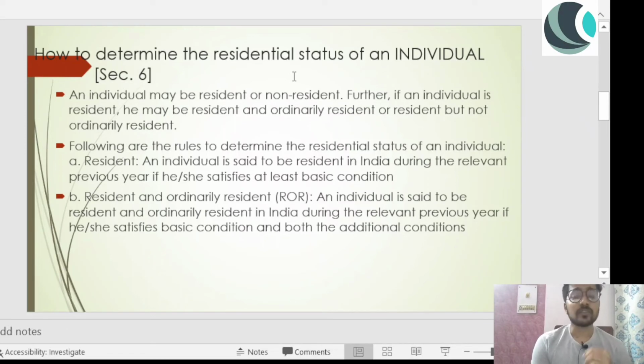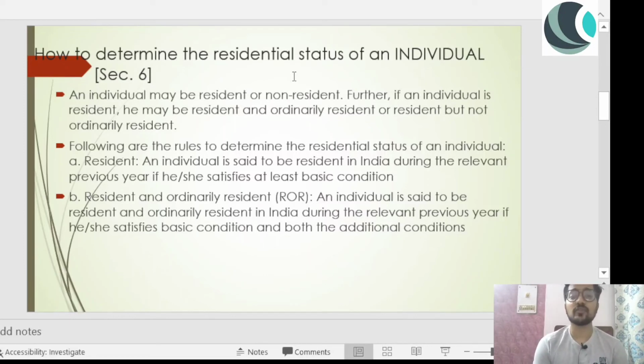If an individual, and I am strictly talking about an individual, not a Hindu undivided family, not an association of persons or body of individuals, or a company, they have their different set of rules. In many cases they can be either resident or non-resident. They cannot be resident and ordinarily resident, because that is not applicable to all. So we're talking about an individual here.